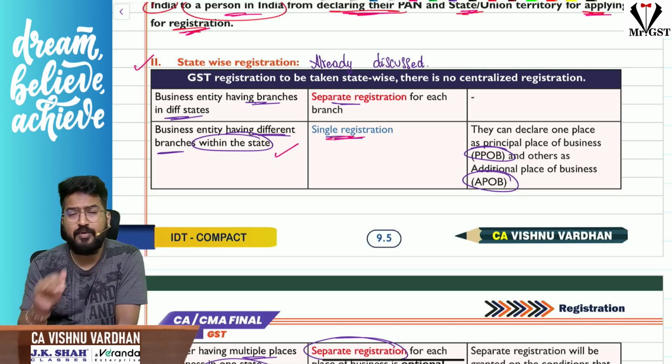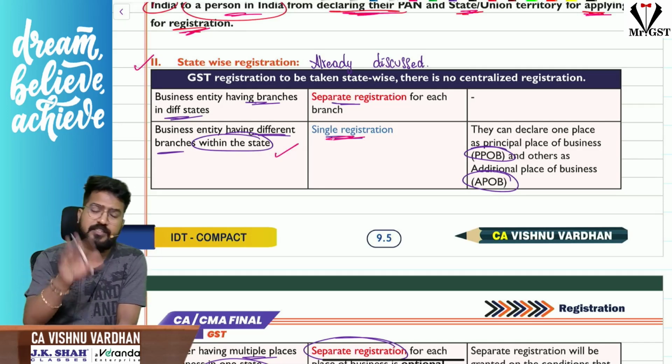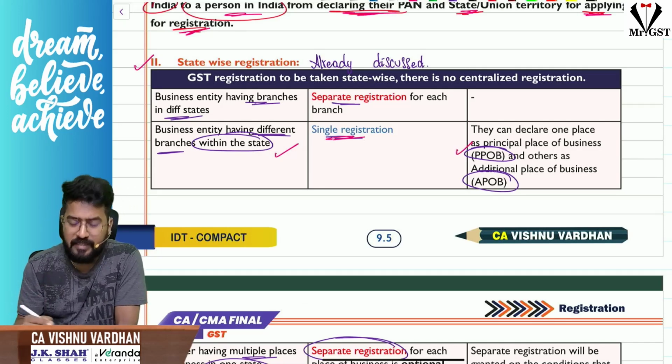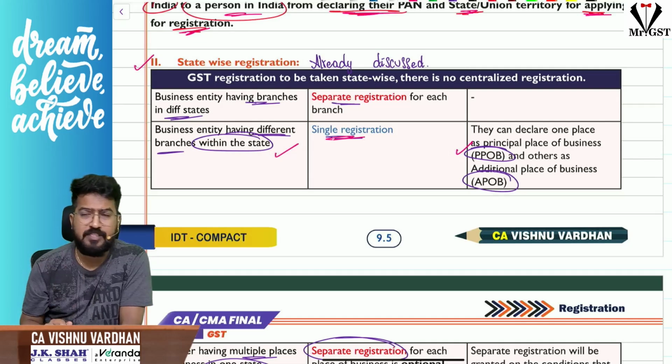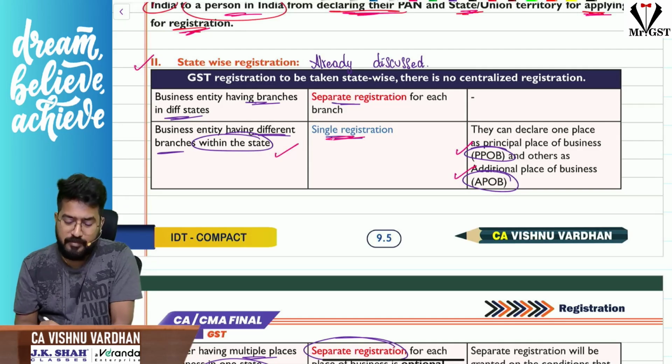It is not mandatory to have a single registration. Only you should have one registration. You can have multiple registrations. It is up to you. So one place he can declare as principal place of business, and other places, other branches, he can declare as additional places of business.